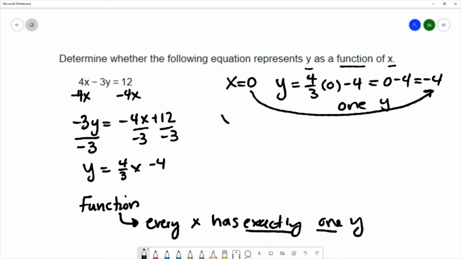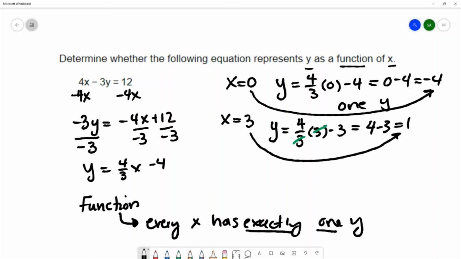If I choose another x, like 3, I chose 3 so that I don't have to deal with fractions. My denominator will cancel out. y equals 4/3 times 3 minus 4. The 3's cancel, leaving me with 4 minus 4, which is 0. And my x value produced one y value.